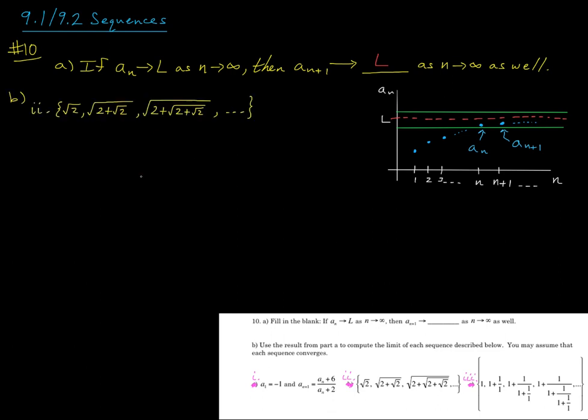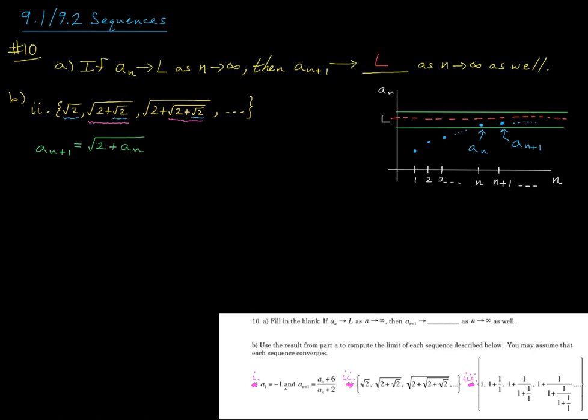All right, so with part 2, it's kind of an interesting sequence. We have this nesting of radicals, right? So we start with root 2, then we have the root of 2 plus the root of 2. Then we have the root of 2 plus the root of 2 plus the root of 2, and so on and so forth. Okay, so here is the key idea, right?